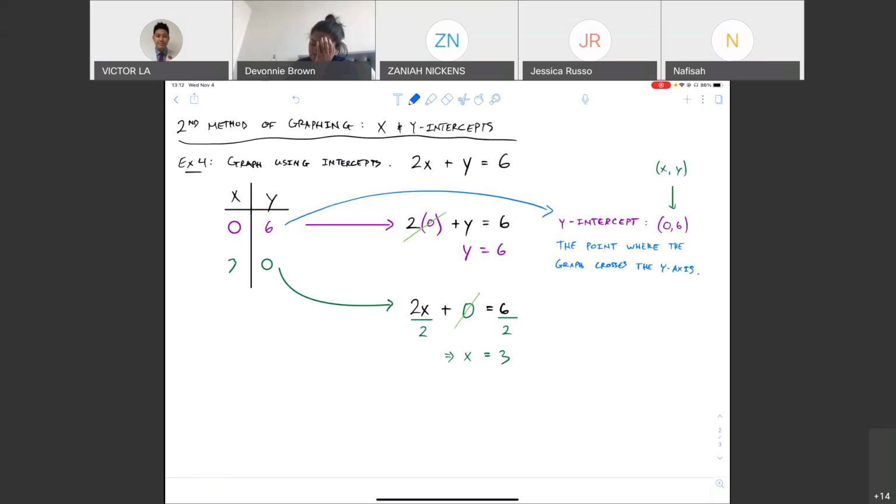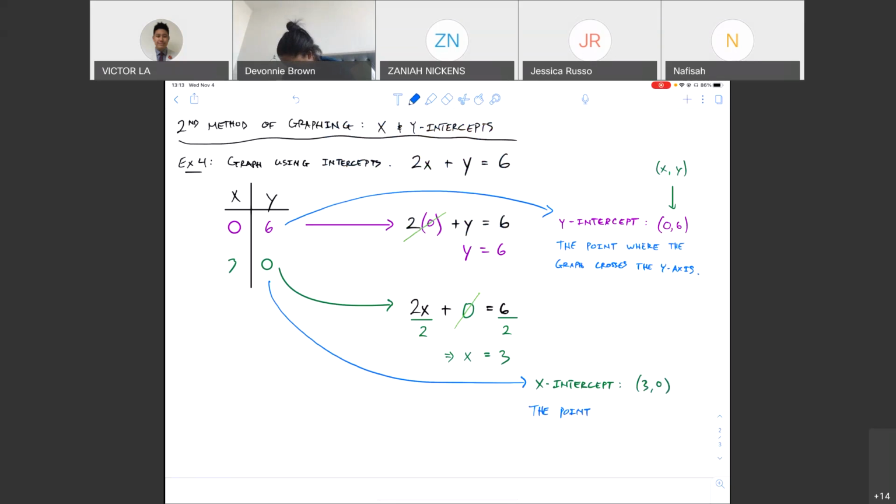What about the 3 comma 0, right? This is called, as you can imagine, the X-intercept. And it is written as 3 comma 0. And again, this is the point where the graph crosses the x-axis.